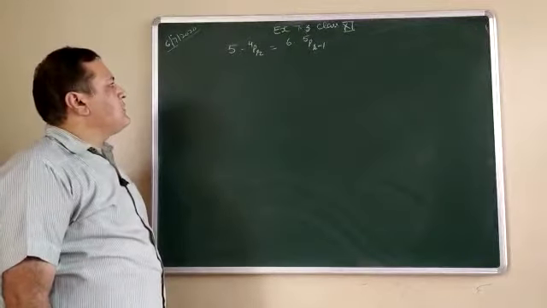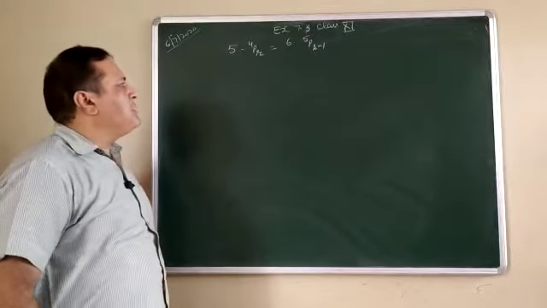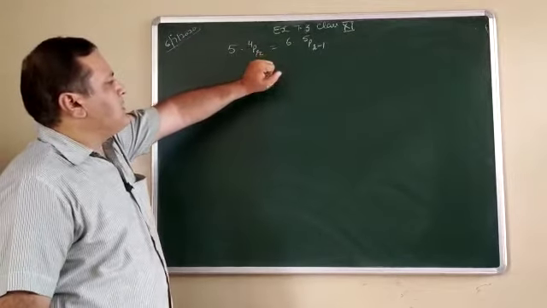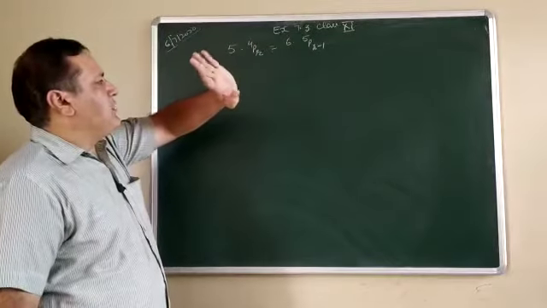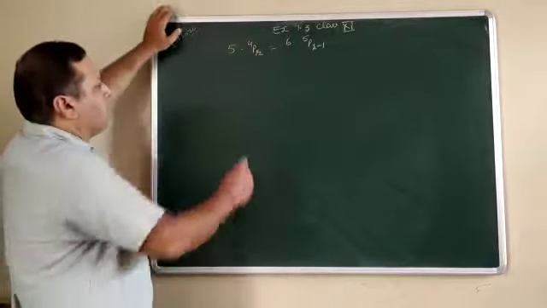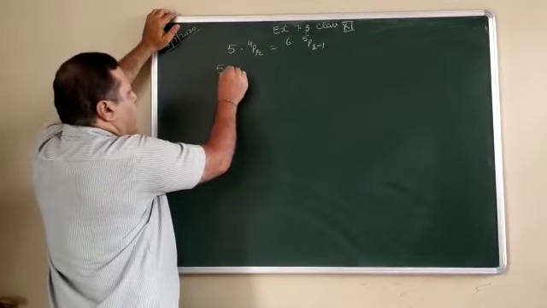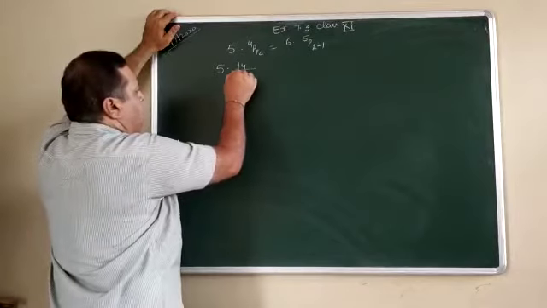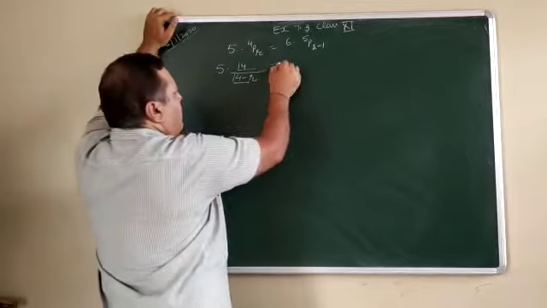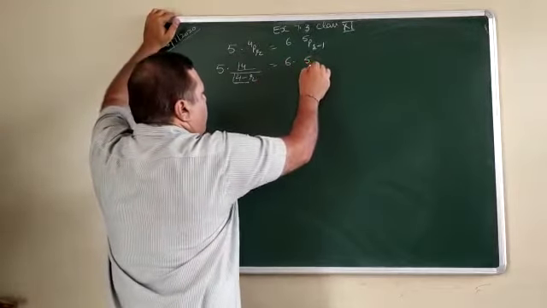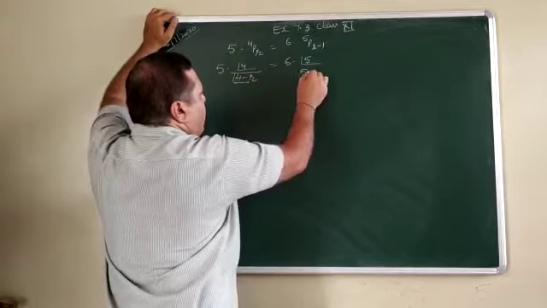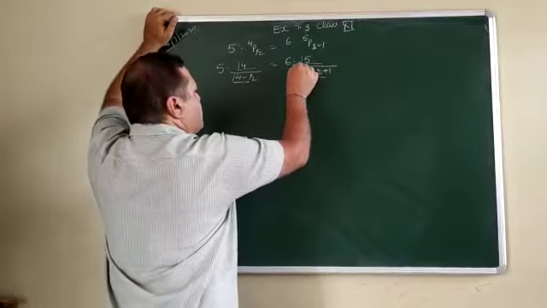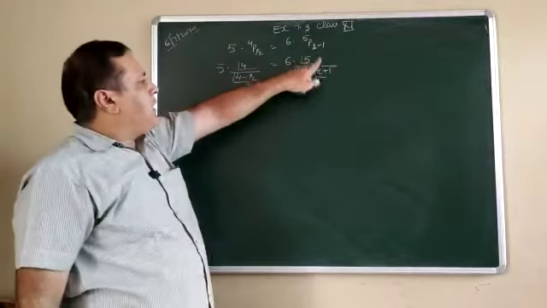Now we shall discuss one more question based on permutation and combination. See this one: 5 times 4Pr is equal to 6 times 5P(r minus 1). Solve for r. It is 5 into 4 factorial upon (4 minus r) factorial is equal to 6 into 5 factorial upon (5 minus r plus 1) factorial. Remember, take care of the symbol here.